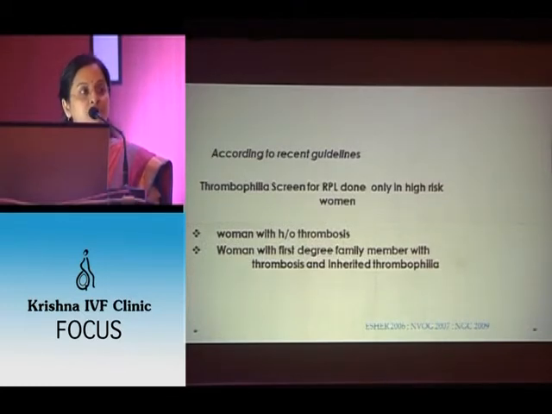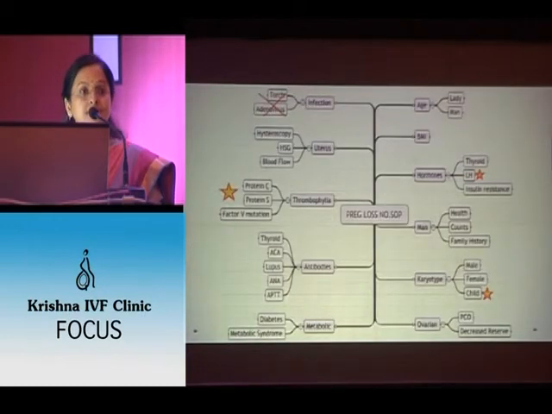And according to the recent guidelines, thrombophilia screen for recurrent pregnancy loss is done only in high-risk women, that is, women with a history of thrombosis, or women with first degree family members with thrombosis or inherited thrombophilia. And this is the standard operating procedure chart which we follow in our center. At first consultation, we try to fill in all these details which are available now, and then we plan what has to be done and what needs to be done next for them.